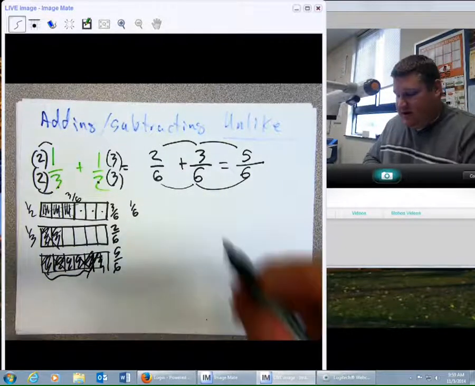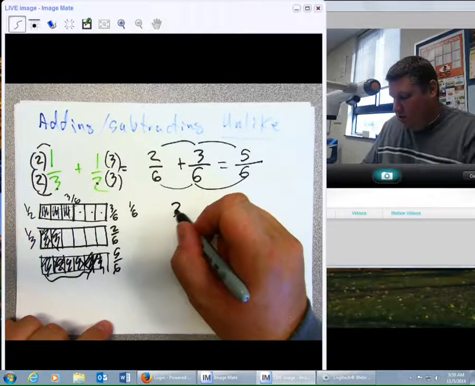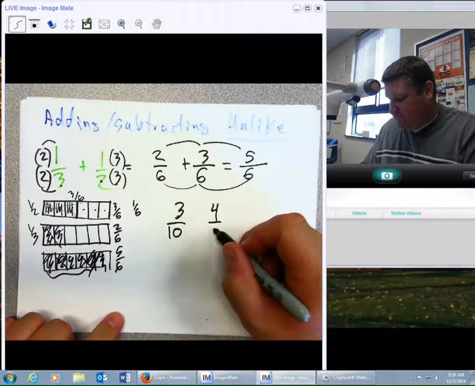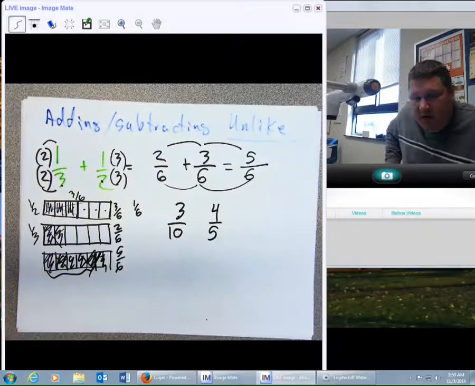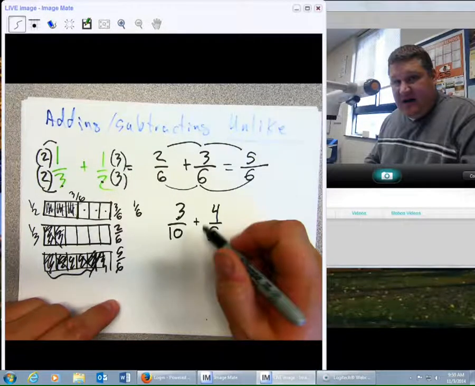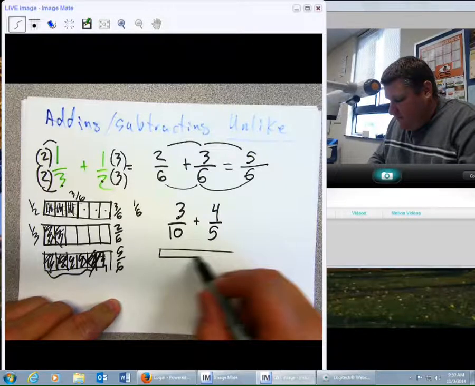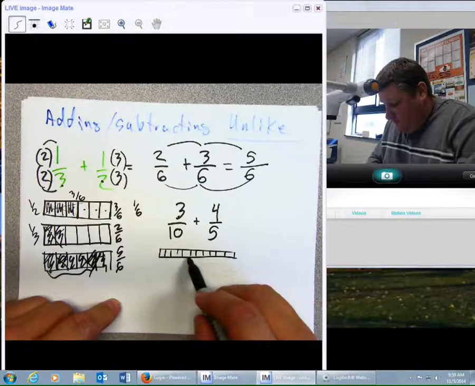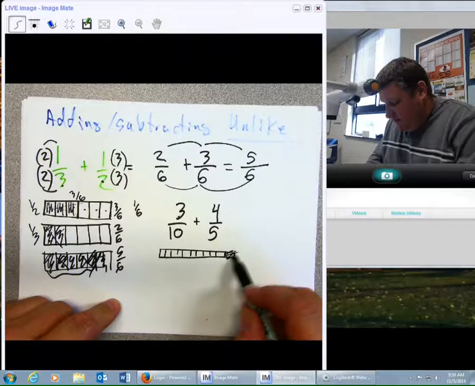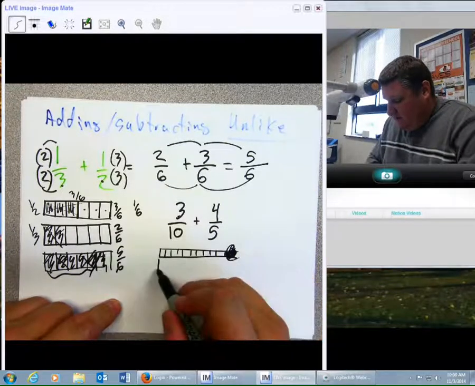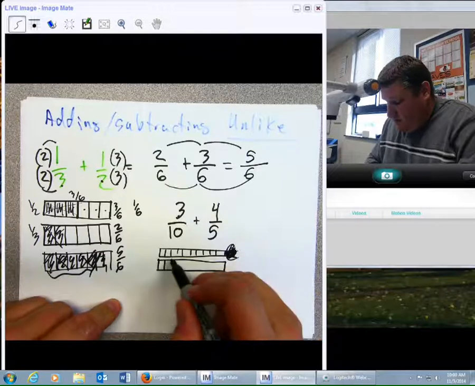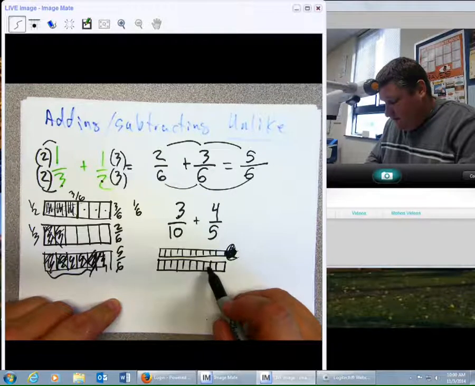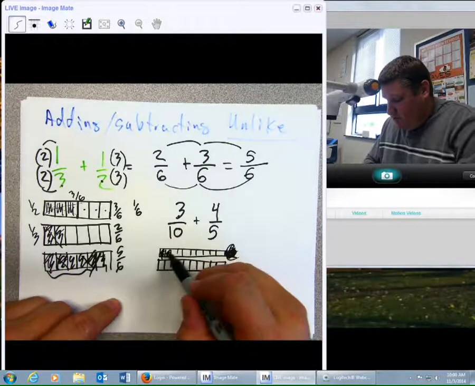The problem is, what happens if I have 3/10 and 4/5? Now I have to break that up, and I'd have little pieces with 10 of them. 1, 2, 3, 4, 5, 6, 7, 8, 9, 10. So I don't need that bit. That part's gone. And we have the same thing here, 1 through 10. Good. And I have 1, 2, 3.